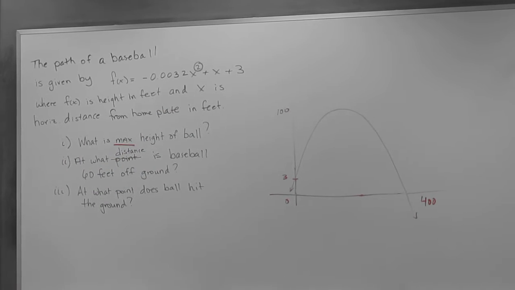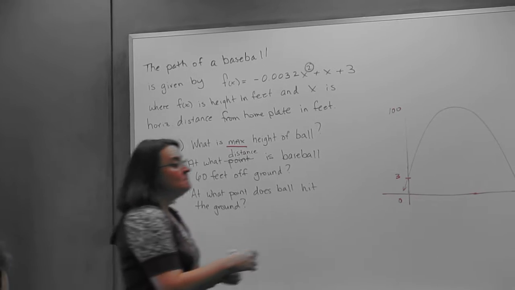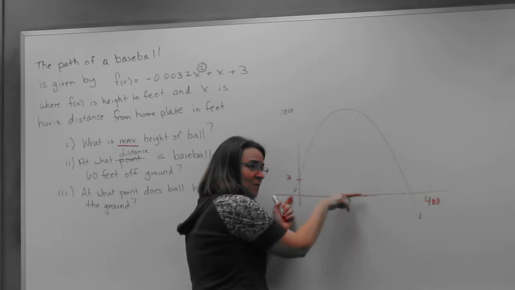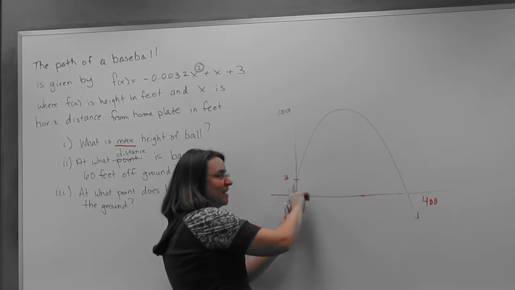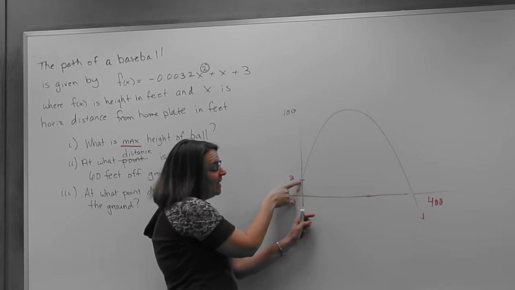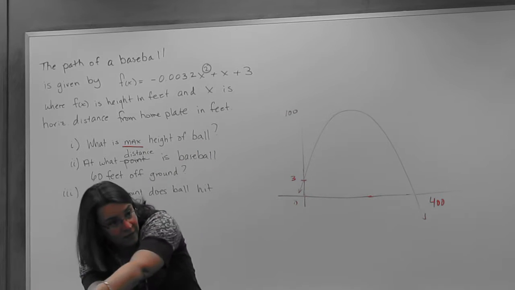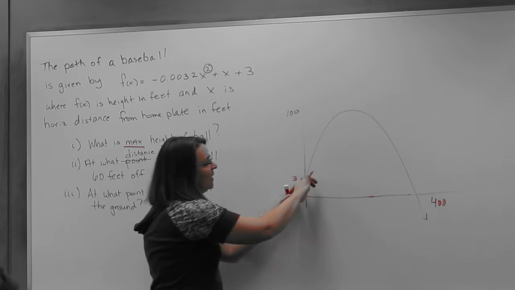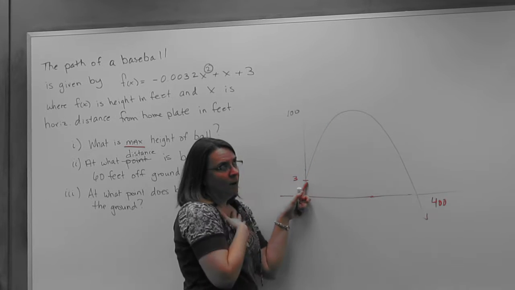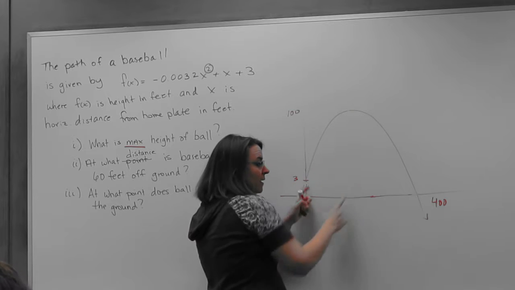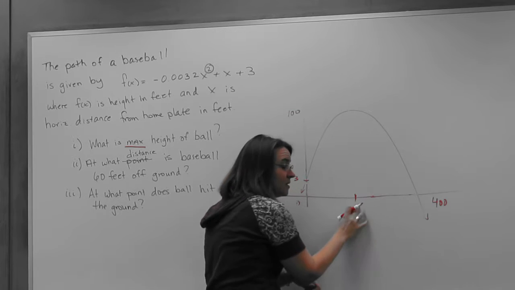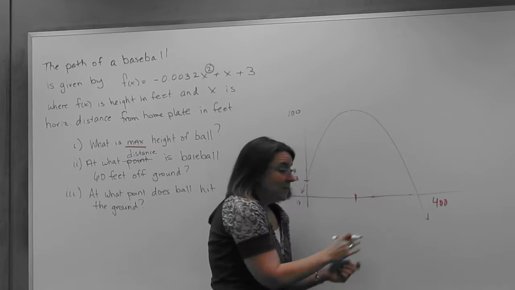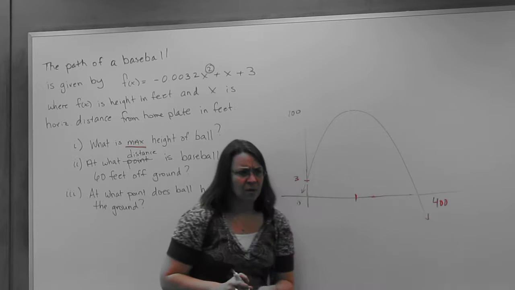Okay. So checking our gut. Horizontal distance. It does fly into the air. Initially, it's hit at about 3 feet, I guess the height of the player. And it does go upward, so it's not a ground ball. And it will peak at some point. We would like to know at what distance it peaks. I don't know that it's 200. Don't go by my graph.